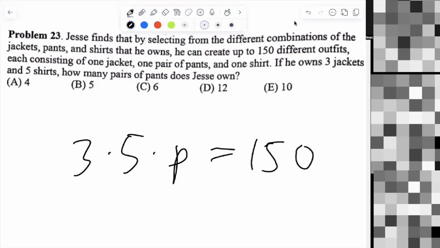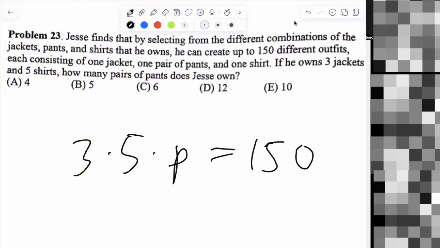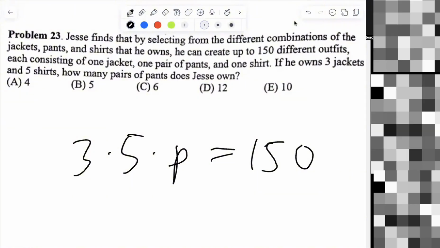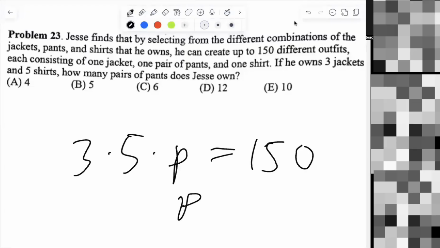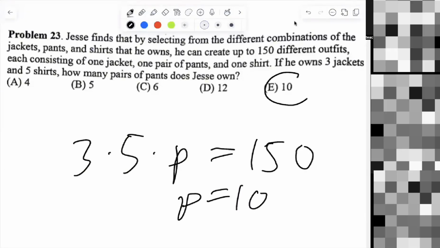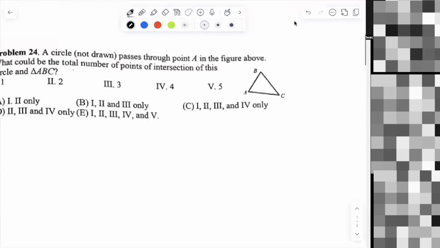3 times 5 times P is the total number of outcomes that he can have, consisting of one jacket, one pant, and one shirt. Well, this is equal to 150. Solving gives you P equals 10, or E. Right? Now let's move on to problem 24.